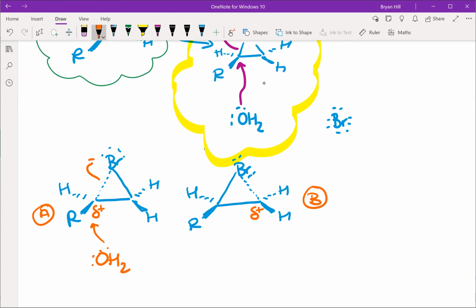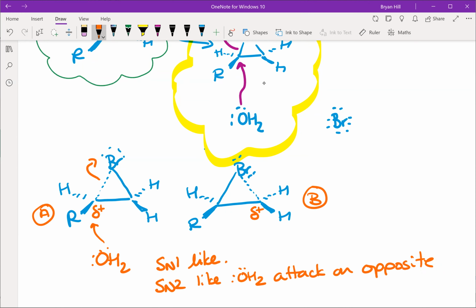So this is a really interesting reaction in the sense that it's SN1-like because of the partial positive charge on the more substituted carbon, but it's also SN2-like because the water is attacking from the opposite side. So it's a combination of the two. It's quite an interesting reaction. SN2-like because water attacks on the opposite side. SN1-like because of the partial positive on the more substituted carbon.